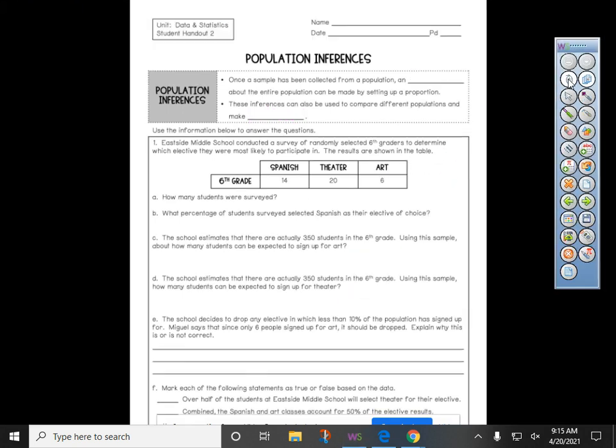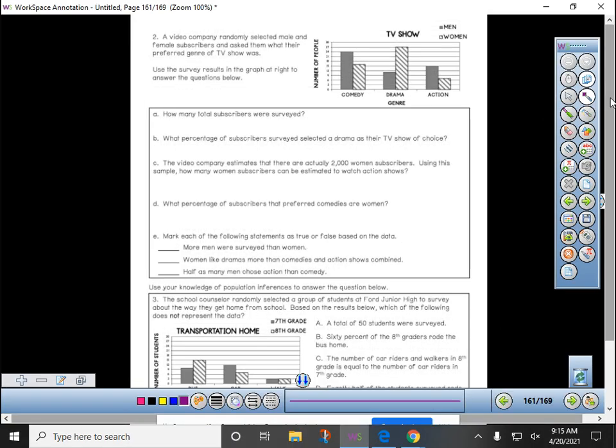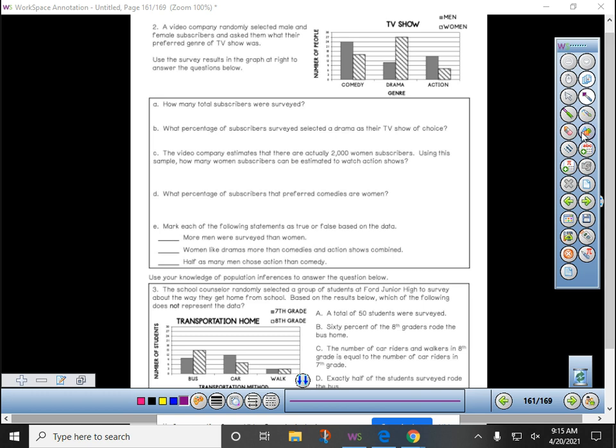Okay, we're going to turn the page. Told you we're going to skip a lot of this. We're going to go to number 2 here. A video company, so you're just going to have to look at the board if you don't have the packet yet. A video company randomly selected male and female subscribers and asked them what their preferred genre of TV show was. Use the survey results in the graph at the right to answer the questions below. A, how many total subscribers were surveyed?